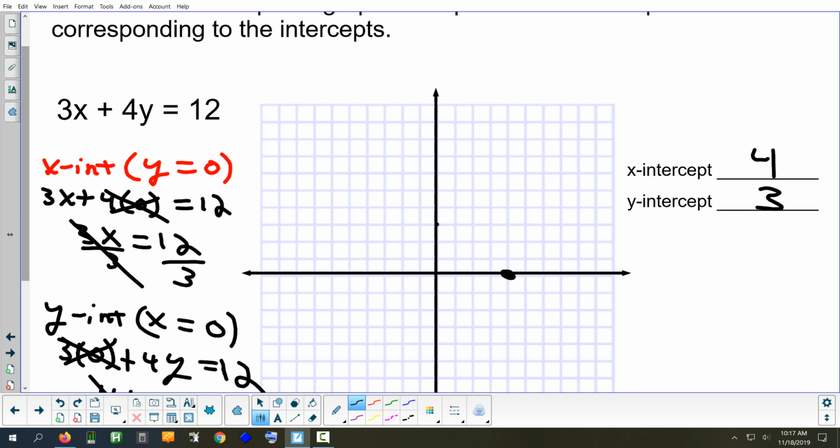Now just put a dot there. Okay. What's the last thing I got to do? Yeah, now draw a line.